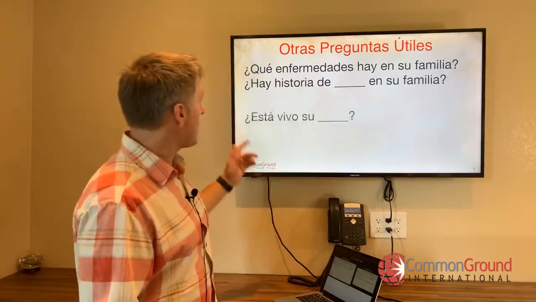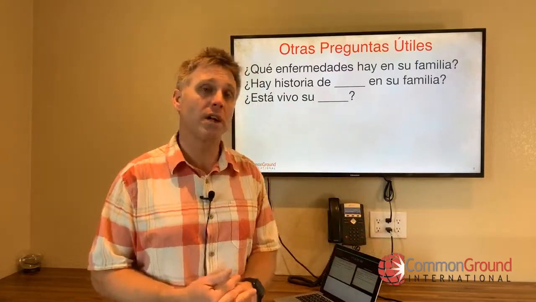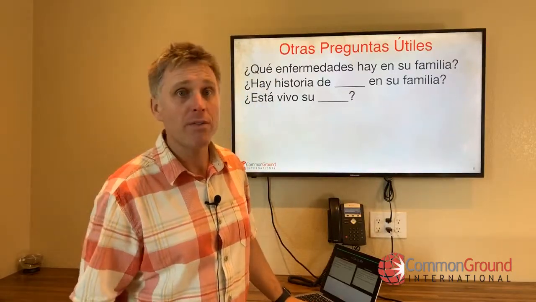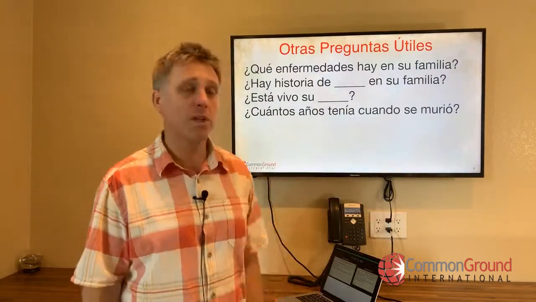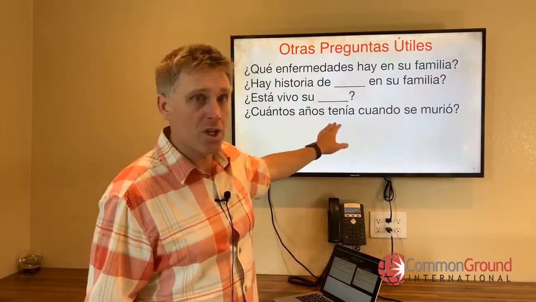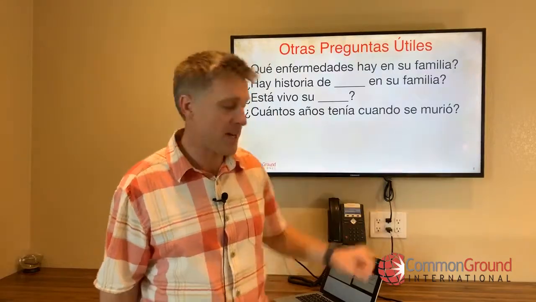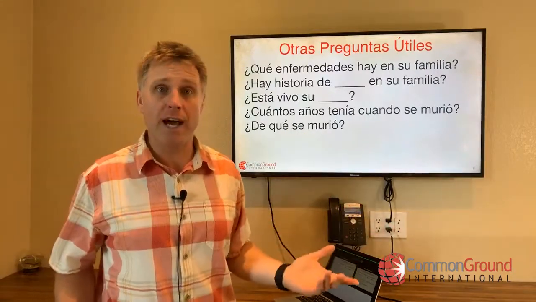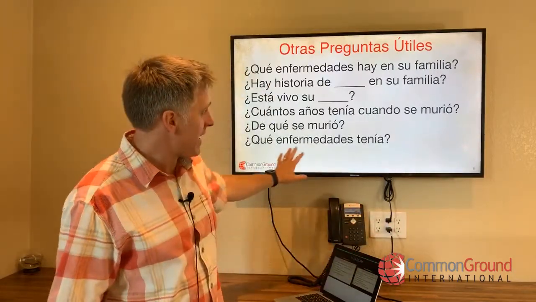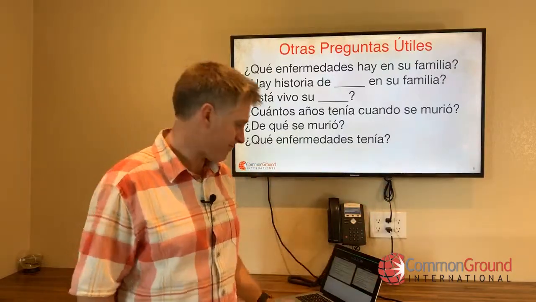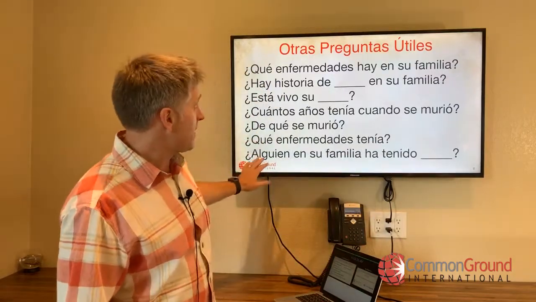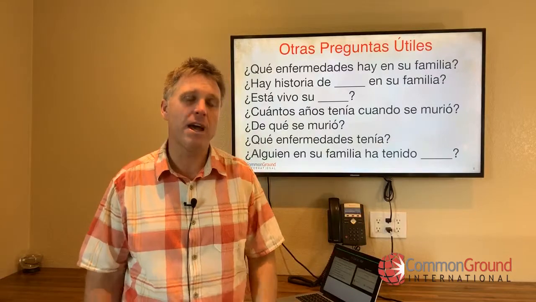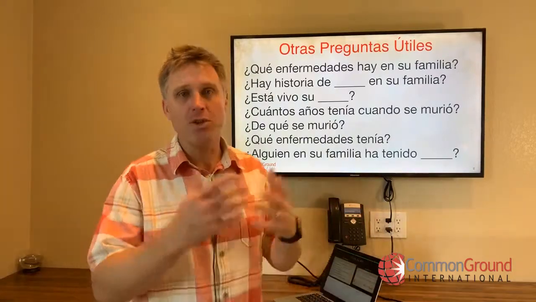Bien. ¿Está vivo su abuelo? Is your grandfather alive? ¿Está vivo su padre? Is your father alive? So fill in the blank with the family member that you want to ask about. ¿Cuántos años tenía cuando se murió? How old was he or she when they died? Okay? ¿De qué se murió? What did he or she die of? ¿Qué enfermedades tenía? What illnesses did he or she have? And then much like the initial question, ¿alguien en su familia ha tenido? Has anyone in your family had? And you fill in the blank.